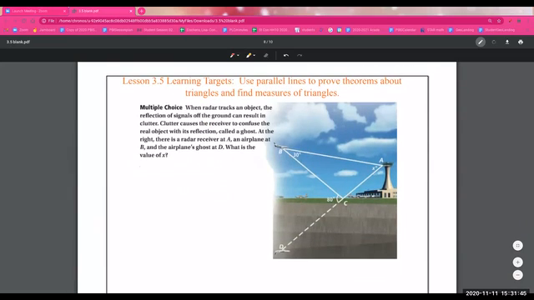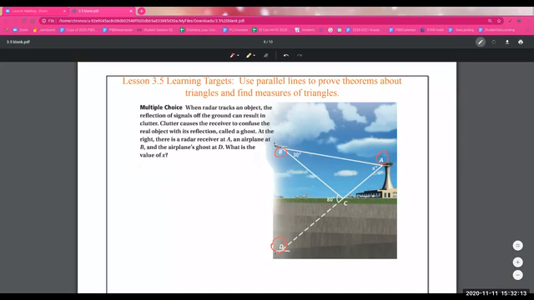All right, this next problem. When radar tracks an object, the reflection of signals off the ground can result in clutter. Clutter causes a receiver to confuse the real object with its reflection, called a ghost. At the right, there's a radar receiver at point A. So at point A, you have a radar receiver, an airplane at point B, and the airplane's ghost is at point D, right here. What is the value of x?